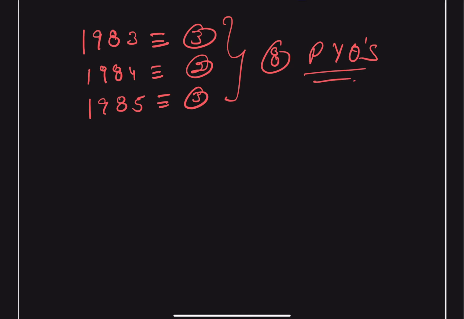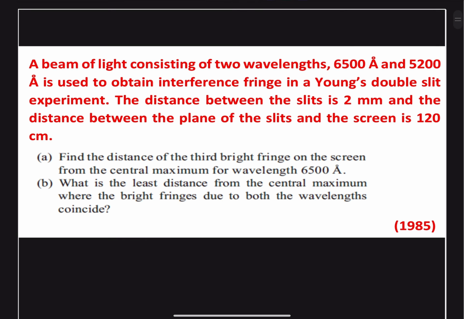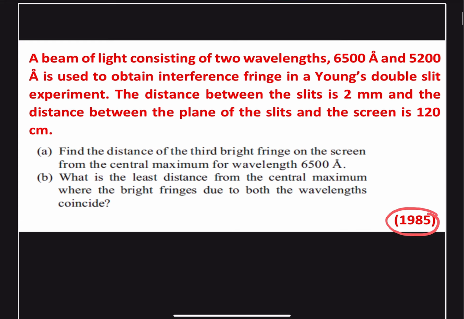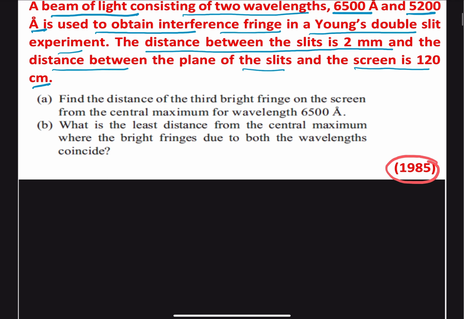Okay, so the first question was asked in the year 1985, and it states that a beam of light consisting of two wavelengths, 6500 angstrom and 5200 angstrom, is used to obtain interference fringes in a Young's double slit experiment. The distance between the slits is 2 mm, and the distance between the plane of the slits and the screen is 120 centimeter. So based on this description we have two questions.